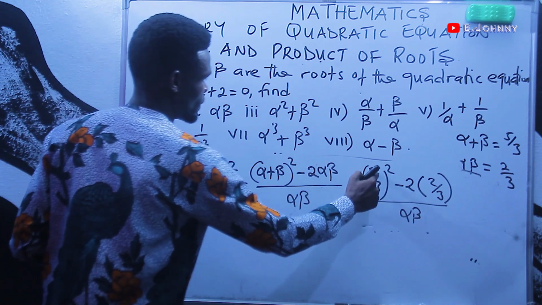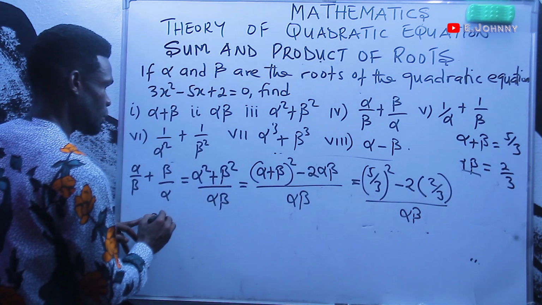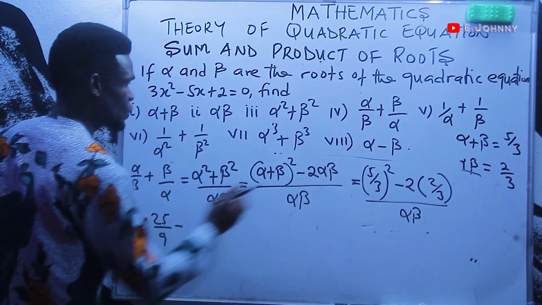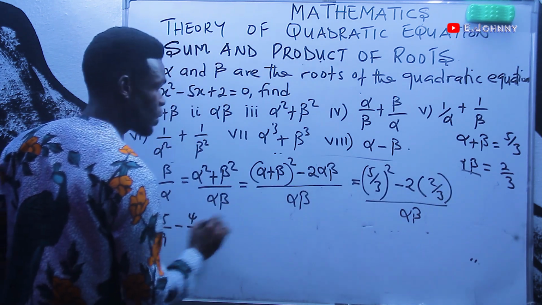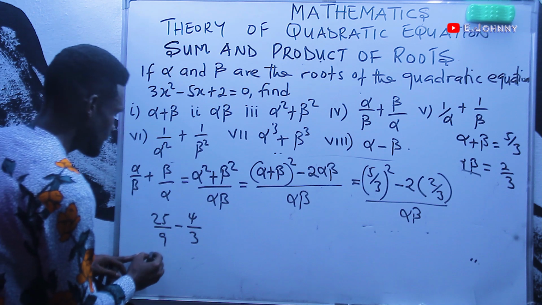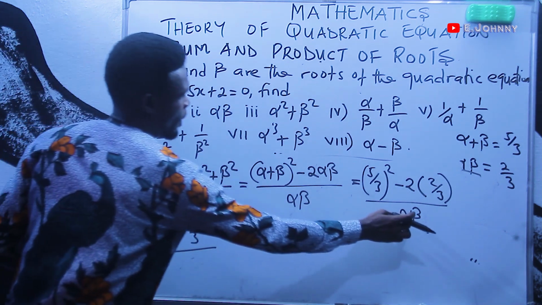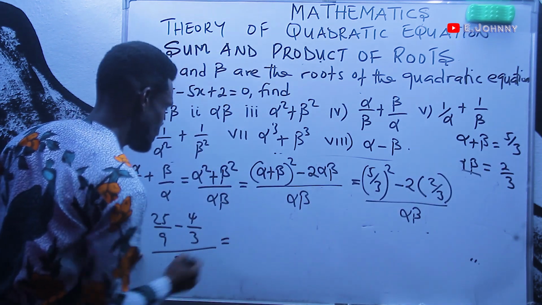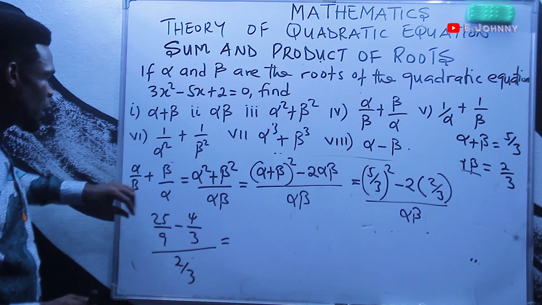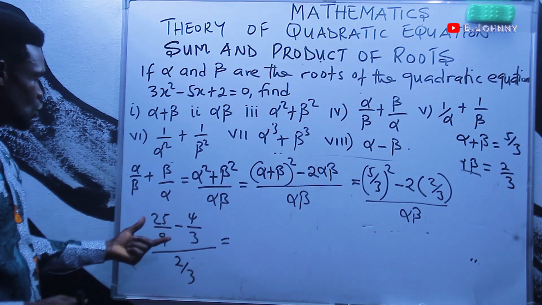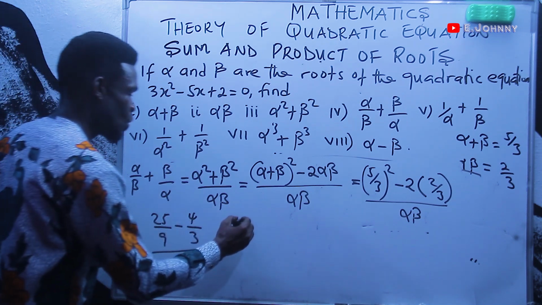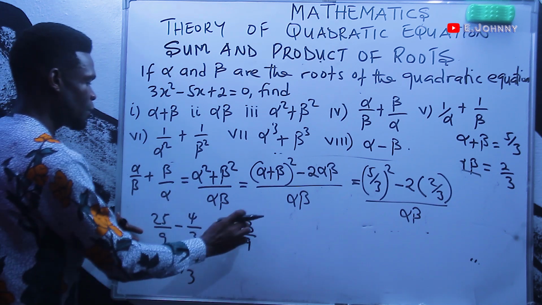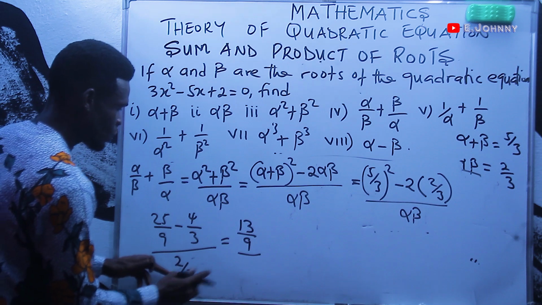So this is 5 squared over 3 squared, minus 2 times 2, that is 4, all over 3, divided by alpha beta, which is 2/3. So this is equal to, now don't forget that we had earlier simplified this numerator, and what we obtained was 13/9. So to simplify this, you have 13 over 9, then divided by 2 over 3.